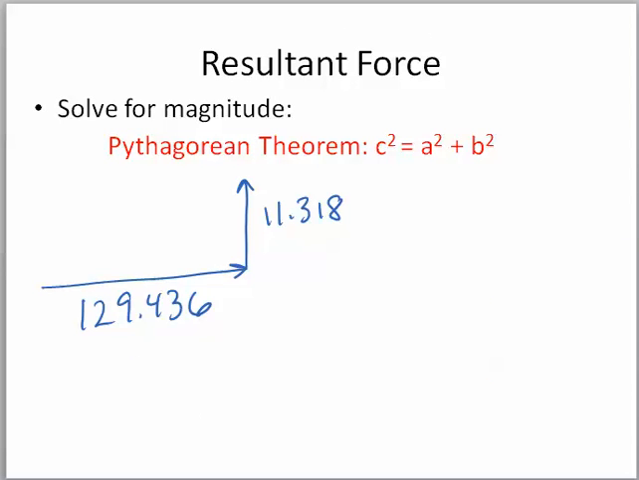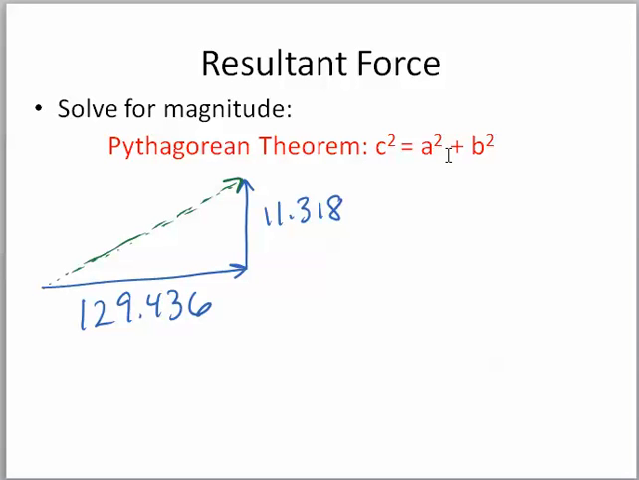What we get here now is these two force vectors. We had 129.436 pounds to the right and 11.31 up. What's going to happen then is the boat is going to have this resultant vector, and it's going to move in that direction. It's not going to move just to the right, and it's not going to move just up. It's going to move to the right and up because it has this net force pushing on it.